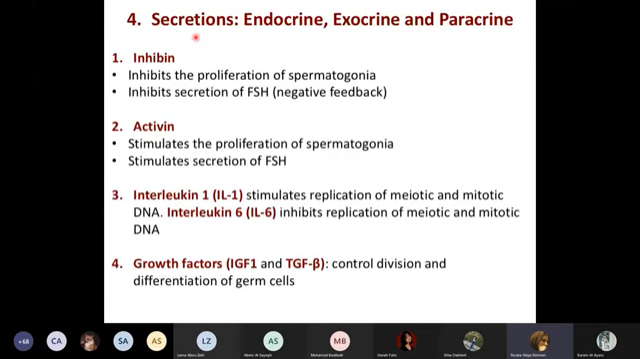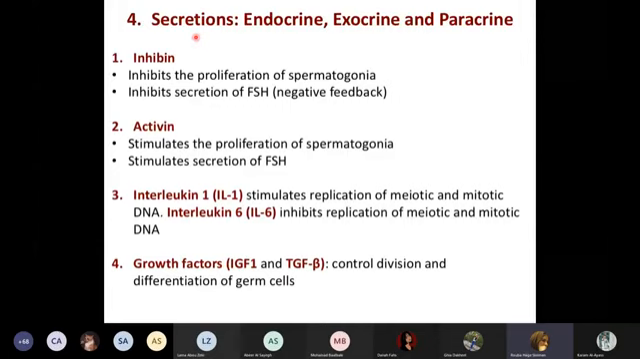The third type of secretion done by the Sertoli cells is the interleukin-1 and interleukin-6. These two molecules, they act differently. Interleukin-1 stimulates the replication of meiotic and mitotic DNA. However, interleukin-6 inhibits the replication of meiotic and mitotic DNA. So before mitosis and before meiosis, the cell should replicate its DNA. So these two molecules will be either stimulating or inhibiting the replication of meiotic and mitotic DNA.